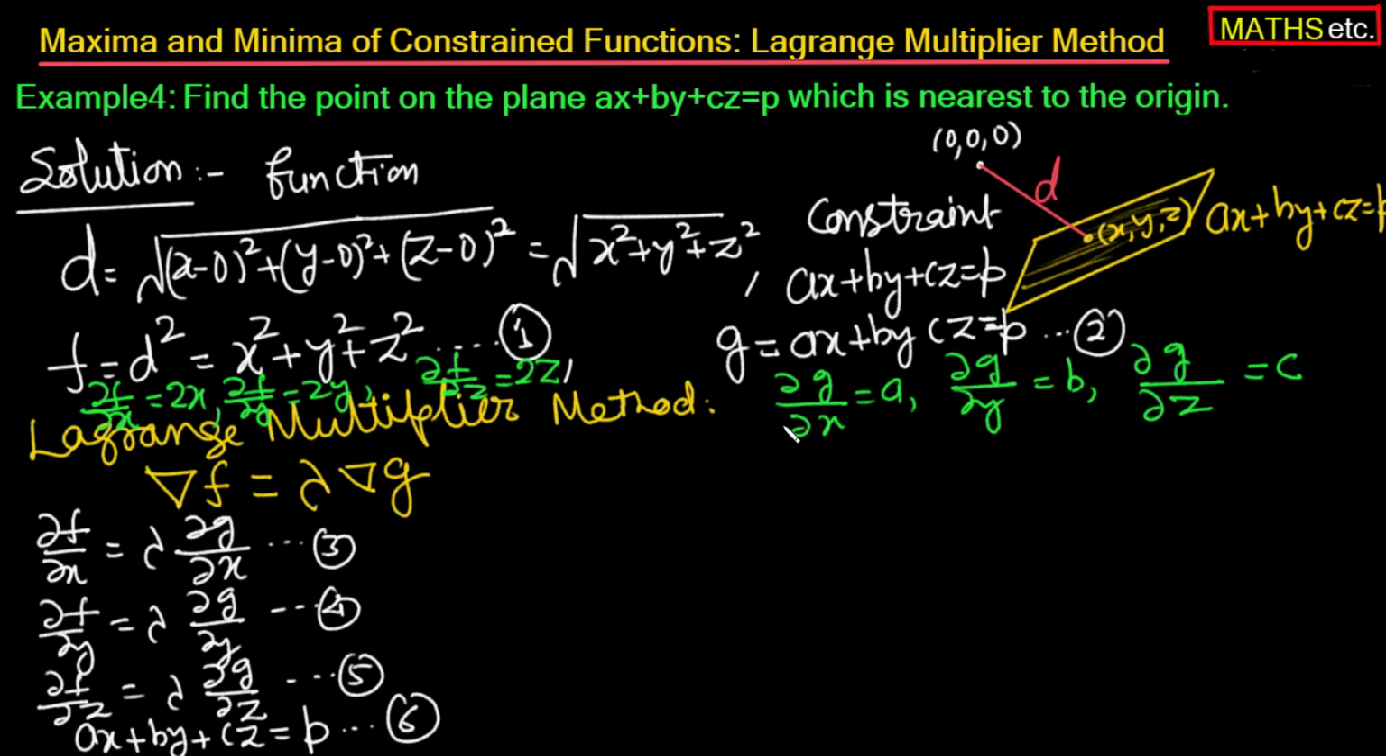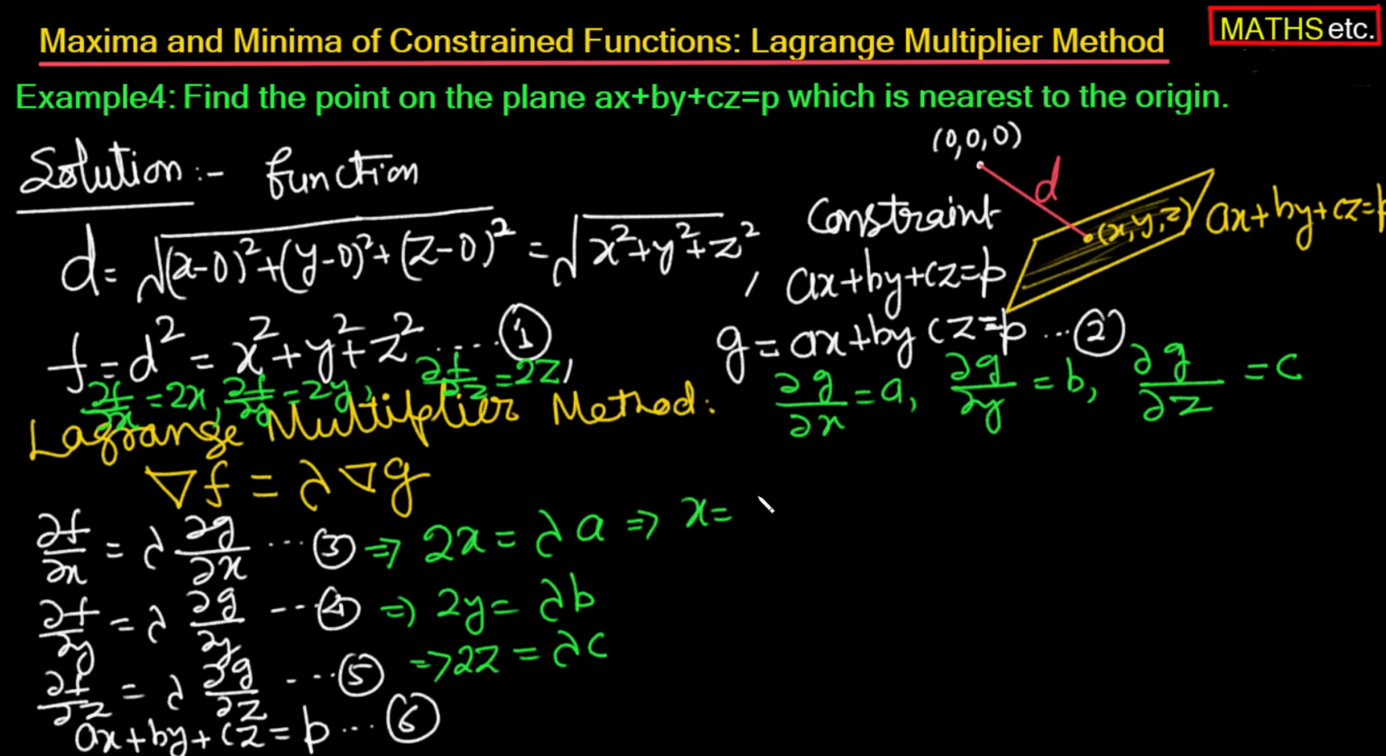Let us plug all the partial derivatives into equations number 3, 4 and 5. So 3 becomes 2x equals lambda multiplied by a, 2y equals lambda multiplied by b. The 5th equation gives us 2z equals lambda multiplied by c. Now, contrary to what we did in the previous 3 examples, for a change, we are expressing x, y, z in terms of lambda. We will put those values of x, y, z in equation number 6. From there we will get the value of lambda, and as a byproduct we will get the x, y, z points, right?